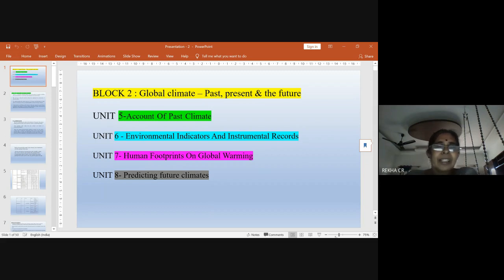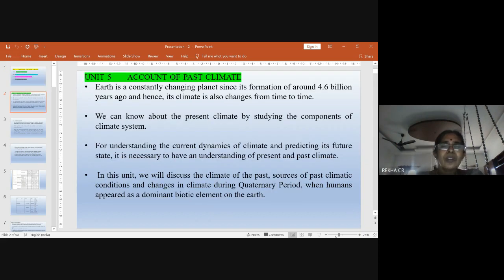So today we shall discuss block 2, the global climate, past, present, and future. Unit 5 is the past climate, 6 and 7 is the present climate, and the 8th one is the future climate. So first let us take up unit 5, that is the account of past climate. So how was the climate earlier?